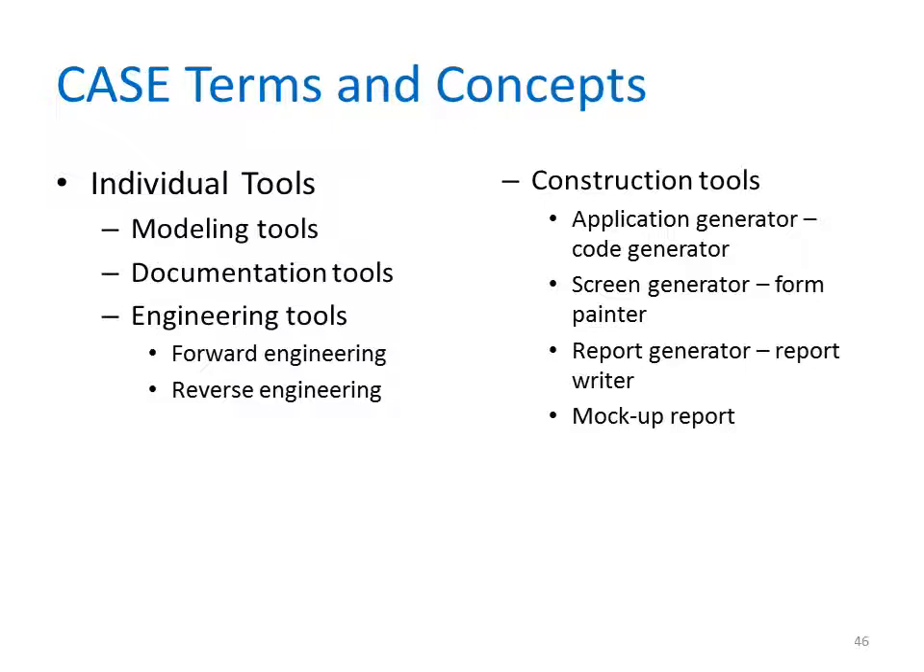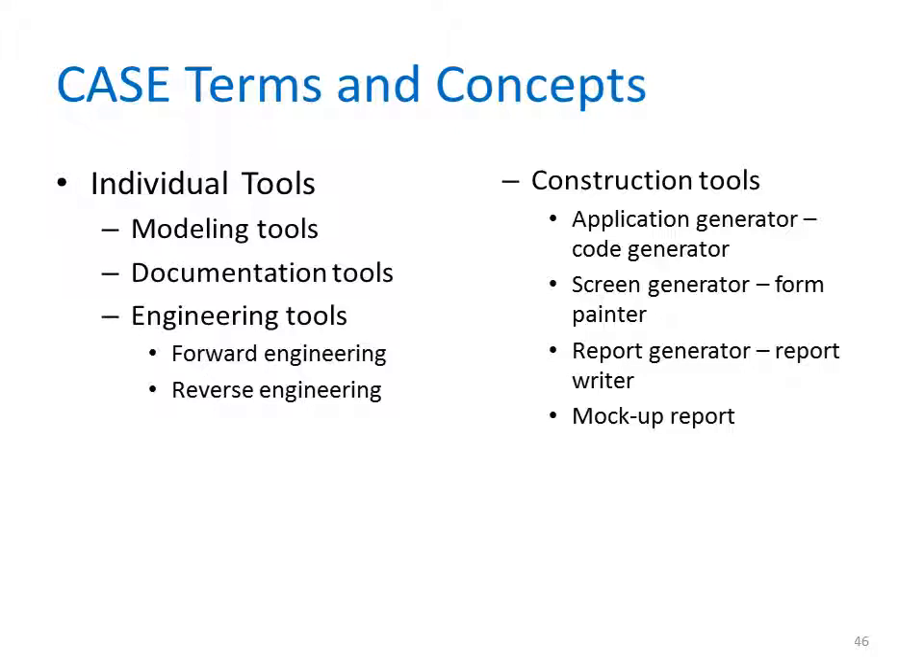Then we also have what are called construction tools. The application generator, which is also called a code generator, allows you to develop your computer programs rapidly by translating a logical model directly into code. You also have what are called screen generators or form painters. This is just an interactive tool that helps you design a custom interface, create screen forms, and handle data entry and format procedures.